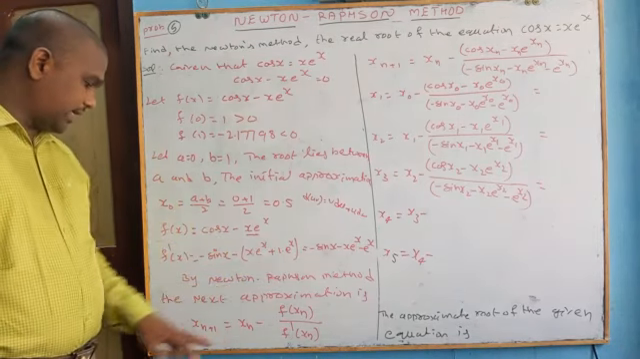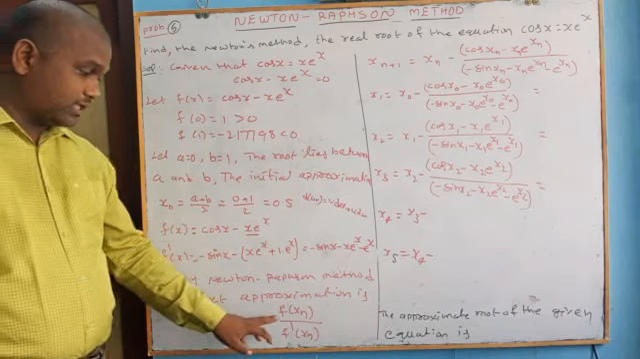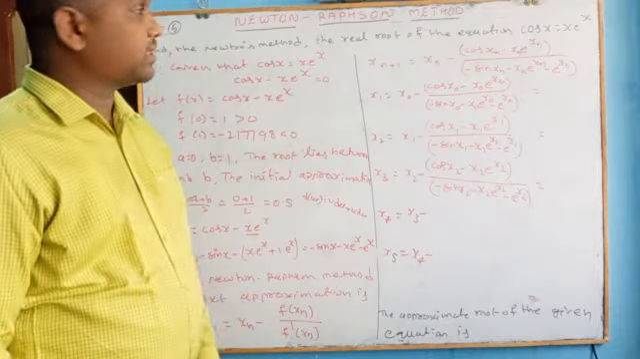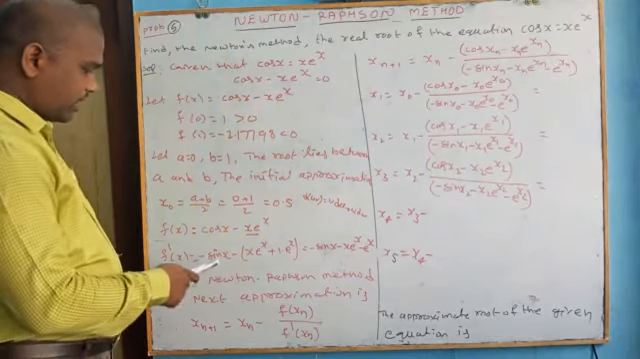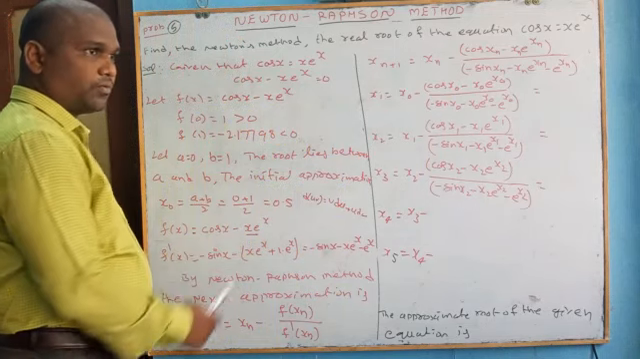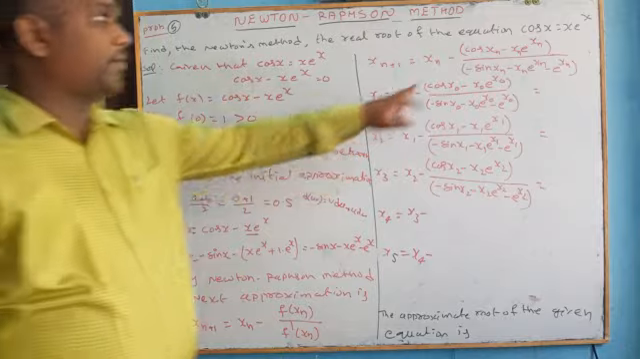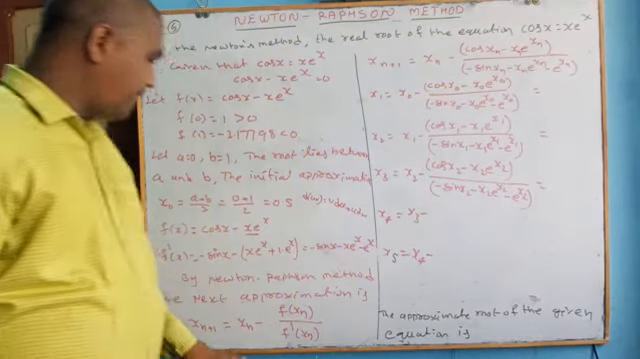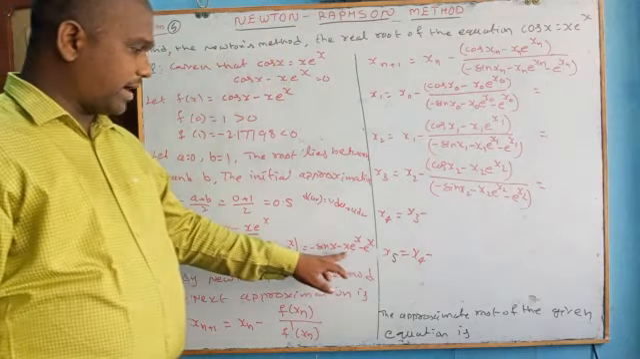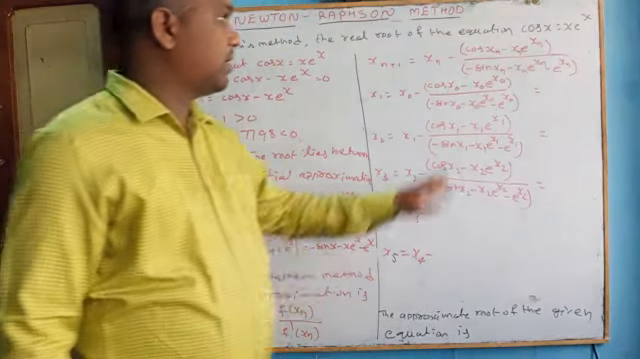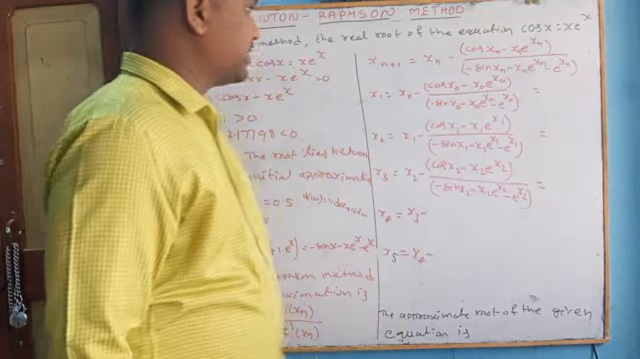By Newton-Raphson method, the next approximation is xn plus 1 is equal to xn minus f of xn by f dash of xn. And xn plus 1 is equal to xn minus, what is f of x? f of x means cos x minus x e power x. And f of xn means cos xn minus xn into e power xn, divided by f dash of xn. What is f dash of x? f dash of x means minus sin x minus x e power x minus e power x. Minus sin xn minus xn into e power xn minus e power xn.